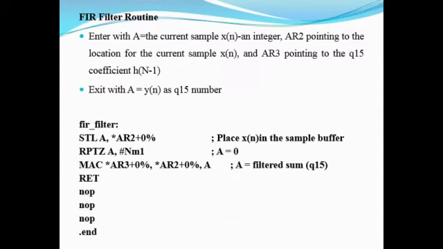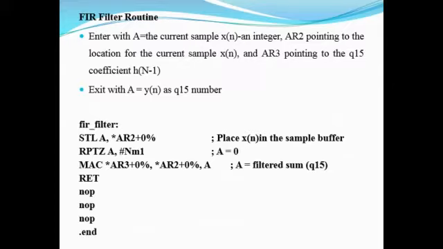Next we discuss the FIR filter routine, which was the previous part of a program. In the FIR filter routine, we go with the current sample x of n, represented by AR2, and AR3, which represents the coefficients h of n. Depending on the number of coefficients and the number of samples in a signal, we arrange these samples in the memory pointed to by AR2 and AR3.